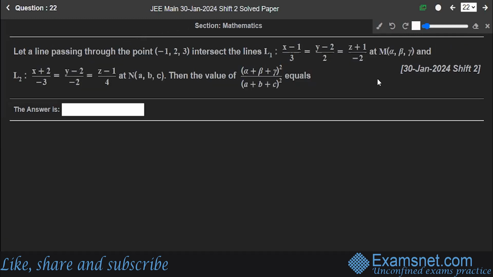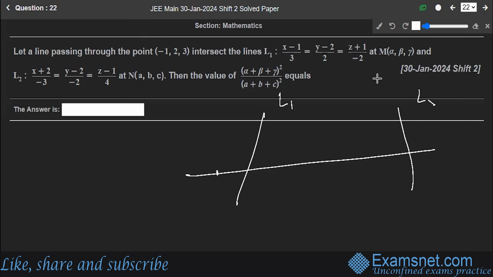Question number 22. Let a line passing through the point -1, 2, 3 intersect this line at M and this line at N. Then the value of this expression is equal to. You're having two lines over here, right? So this is the first and the second line. This is the L2 line and this is the L1 line. And this is a point through which the line is passing, -1, 2, 3. This is the point of intersection M, alpha, beta, and gamma. This is the point of intersection N, which is given by A, B, C.